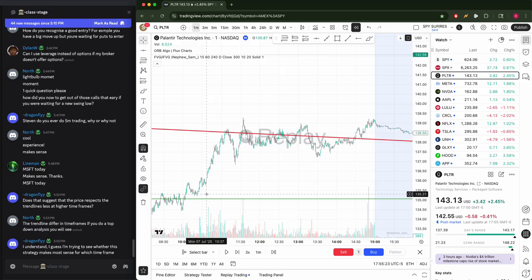So yeah, I'm trying to see which time frame this strategy makes the most sense for. Honestly, that's just going to be backtesting. Backtesting is like when a chef sharpens his knife. That's the only way you're going to get better and have more confidence in your setups.